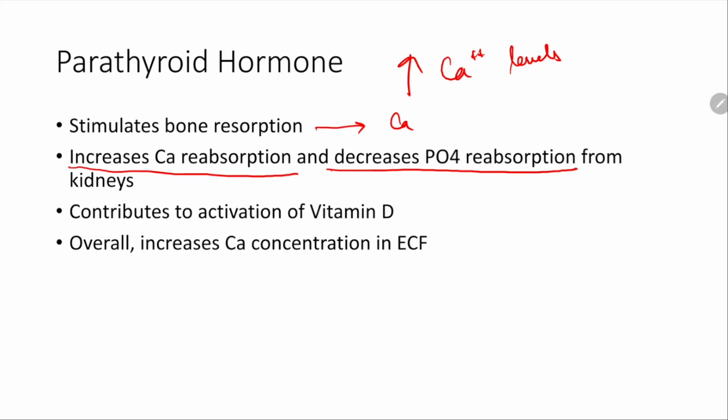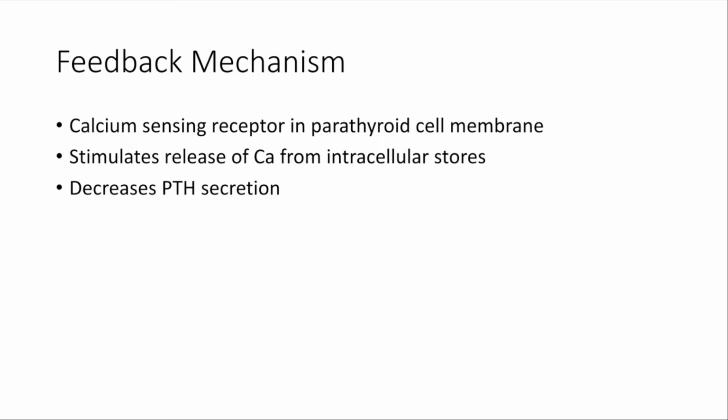Another way in which it helps in increasing the calcium levels is that it contributes to activation of vitamin D. So you can get this question also: which of the following actually contributes to activation of vitamin D as one of its actions? That is PTH, or parathormone. Overall, by all these actions, it is responsible for increasing the calcium concentration in the extracellular fluid, or in the bloodstream.